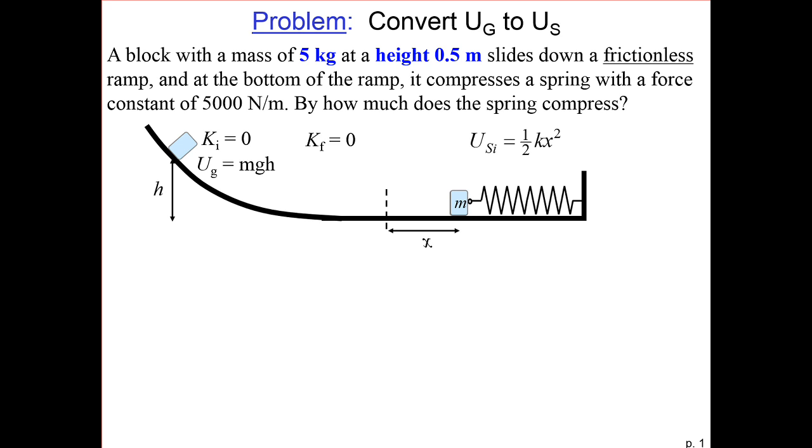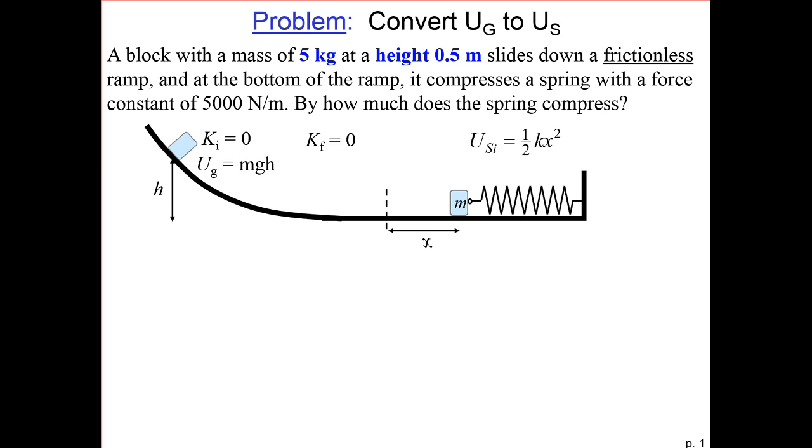So at the beginning of the problem, the block has a height of 0.5 meters, and we have the mass, so we know the gravitational potential energy. The block is not moving, so we know that the kinetic energy is 0. The point is, all of the energy is in the form of the gravitational potential energy at the start of the problem. Then the block slides down a frictionless ramp, so no energy is lost to heat because the friction does not do any work on the block.